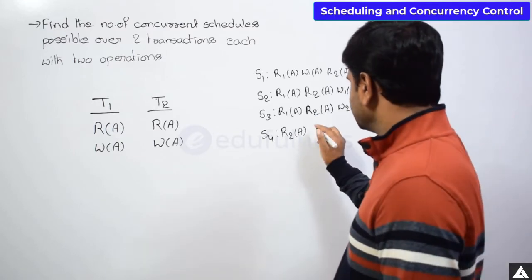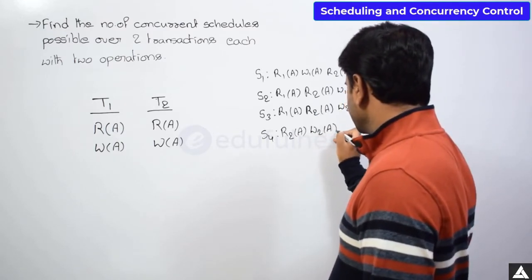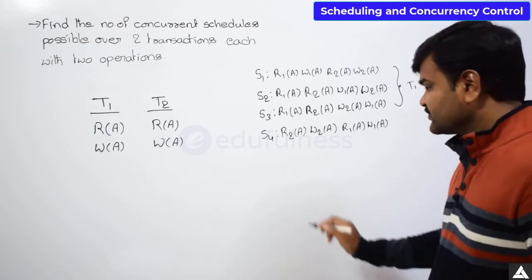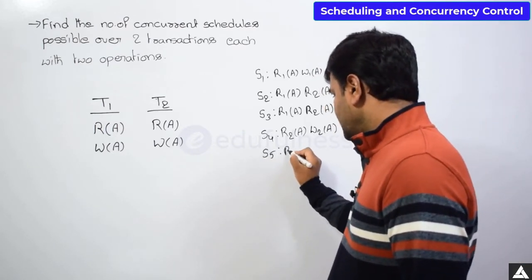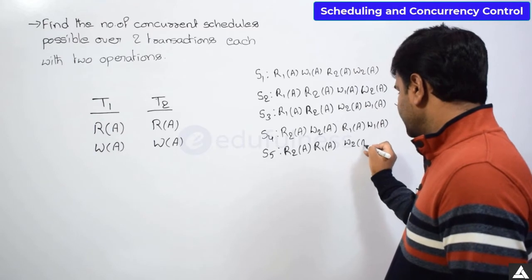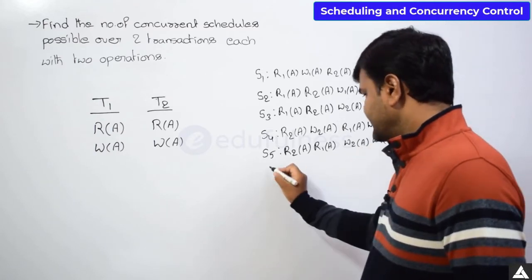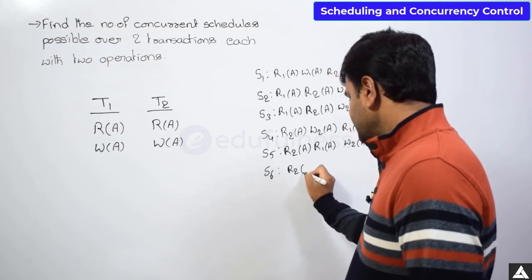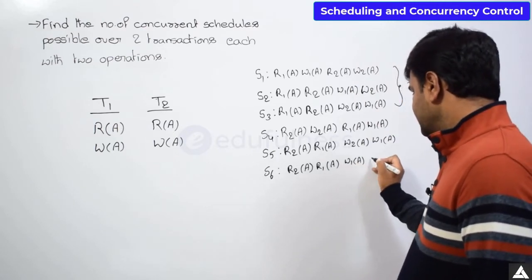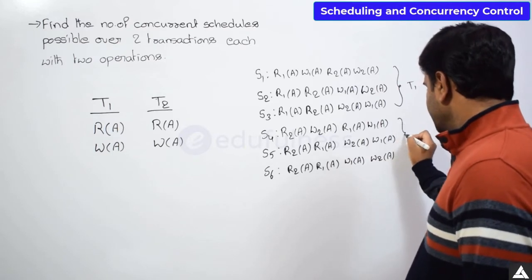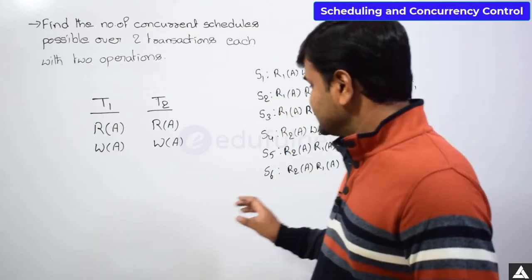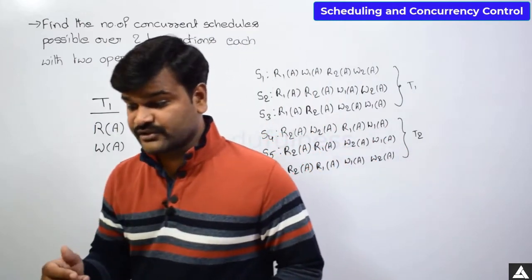R2 of A first, then W2 of A, then R1 of A, then W1 of A. Next schedule is S5: R2 of A first, then R1 of A, then W2 of A, W1 of A. Another possibility is R2 of A, R1 of A, then W1 of A, then W2 of A. Here T2 started first, but it is mixed. So in total, 6 concurrent schedules are possible.